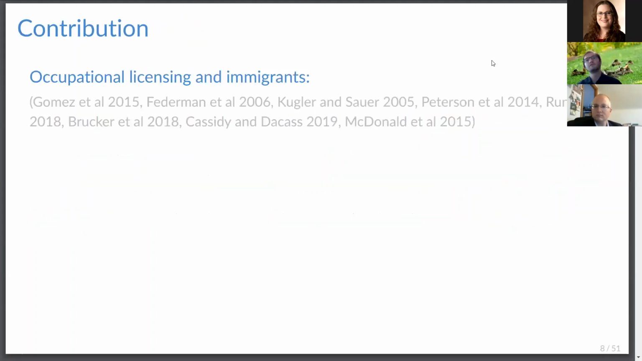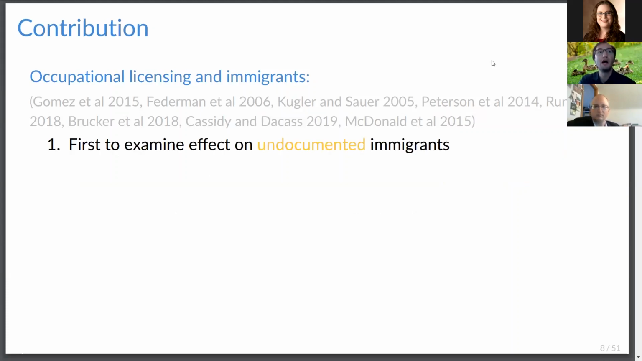Okay, so for the contributions, first, there's this literature that looks at the effects of occupational licensing on immigrants. There's a number of papers that look at this. My paper is the first one to specifically focus on undocumented immigrants. And I think this is important for a couple of reasons.